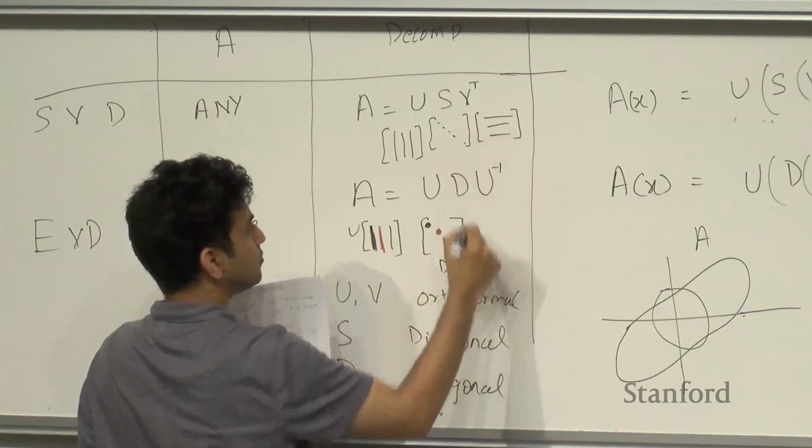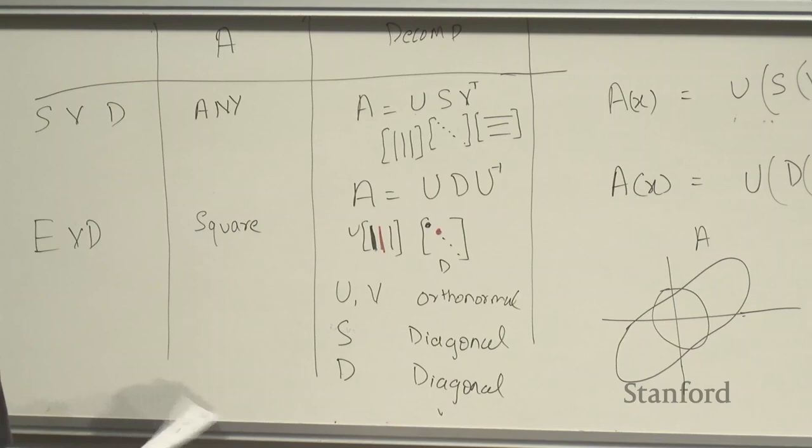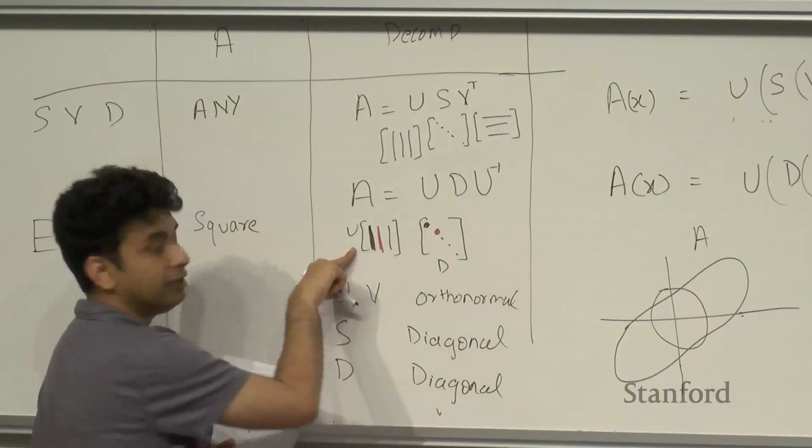For the singular value decomposition, U and V are different matrices in general. They just need to be orthonormal, which means they're unit length and all of them are orthogonal to each other. Whereas for the eigenvalue decomposition, the third matrix has to be the inverse of U itself. So this is just U inverse.